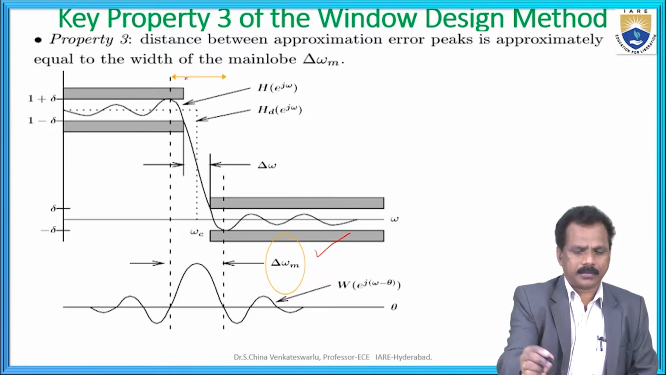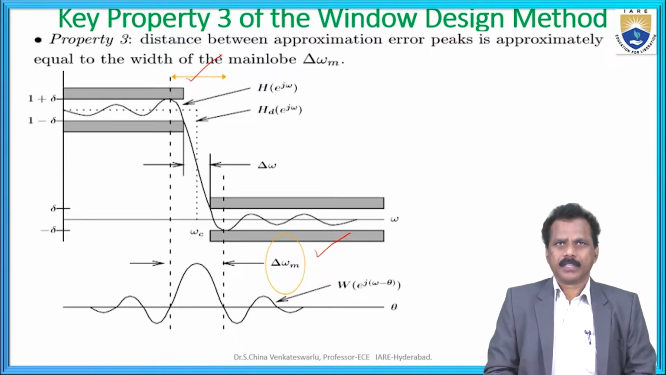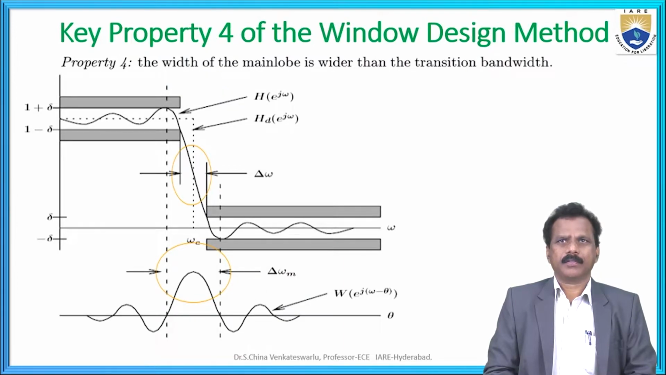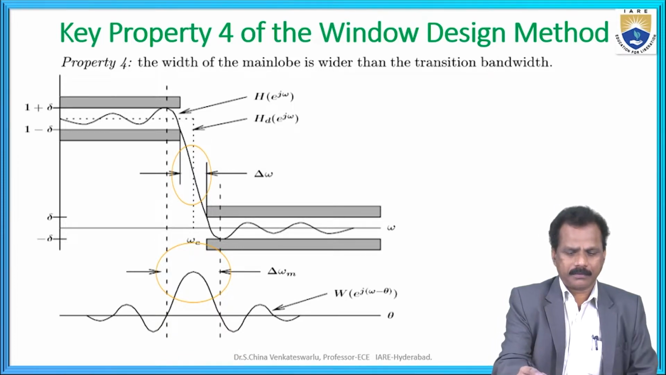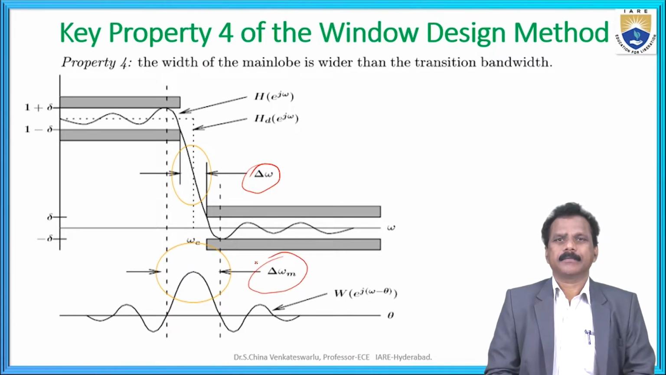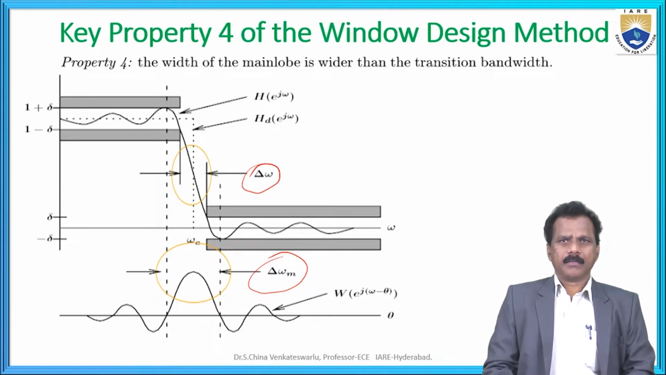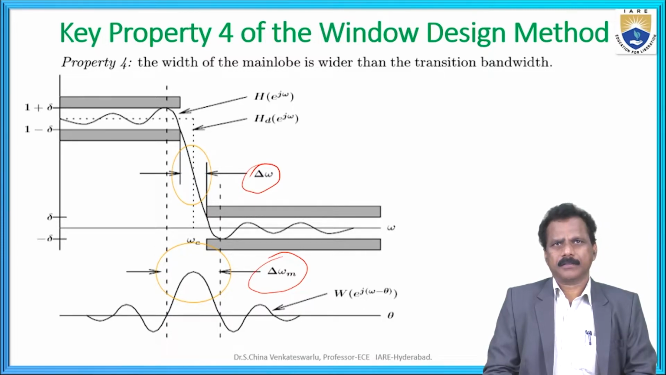Next, coming to key property 4 of the window design method: the width of the main lobe is wider than the transition bandwidth. So here you can verify delta omega width and delta omega m. Like this you should follow all these properties. All these properties depend upon the specification of the windowing design methodologies.